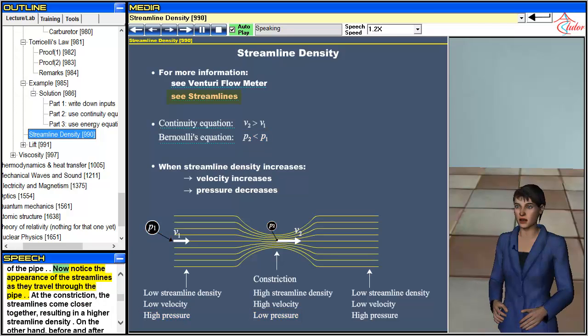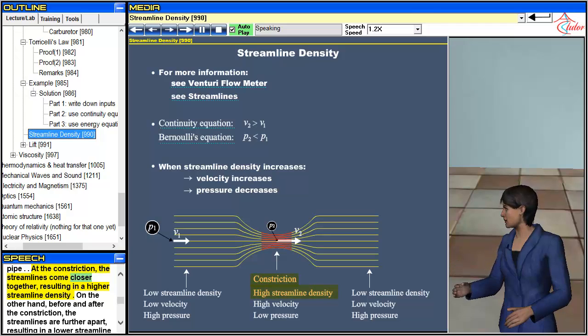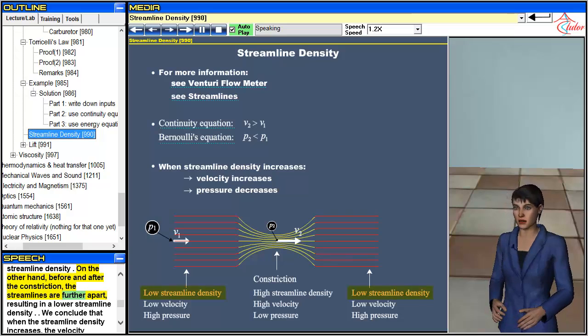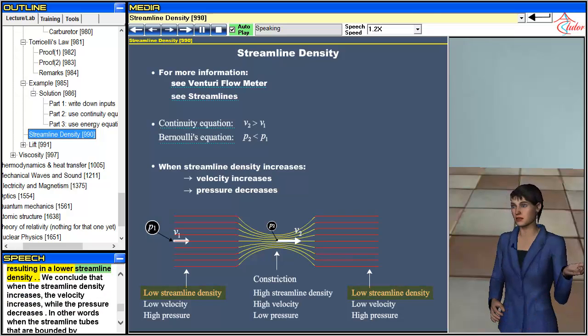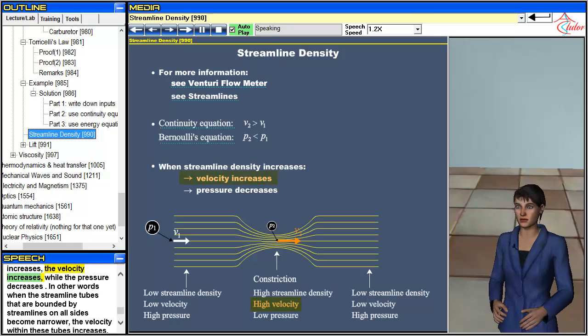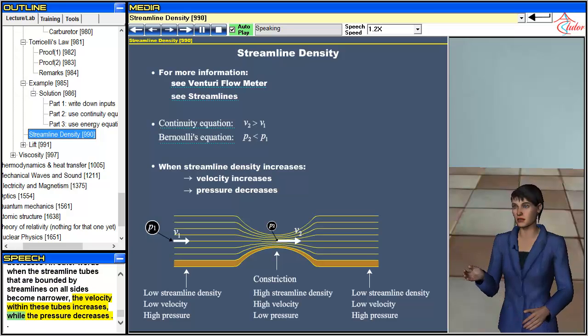Now notice the appearance of the streamlines as they travel through the pipe. At the constriction, the streamlines come closer together, resulting in a higher streamline density. On the other hand, before and after the constriction, the streamlines are further apart, resulting in a lower streamline density. We conclude that when the streamline density increases, the velocity increases, while the pressure decreases. In other words, when the streamline tubes that are bounded by streamlines on all sides become narrower, the velocity within these tubes increases, while the pressure decreases.